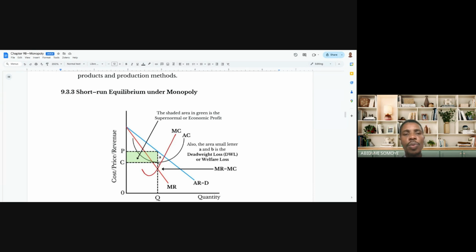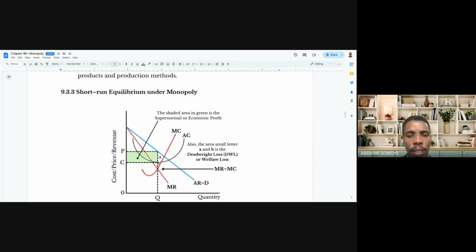All right. So, in continuation, I am going to start from short-run equilibrium under monopoly. Just like in perfect competition, in monopoly, in the short run, you can have supernormal profit or economic profit, or what we call abnormal profit. You can have normal profit, or sometimes we say zero economic profit, or you can have economic loss in the short run in the monopoly.